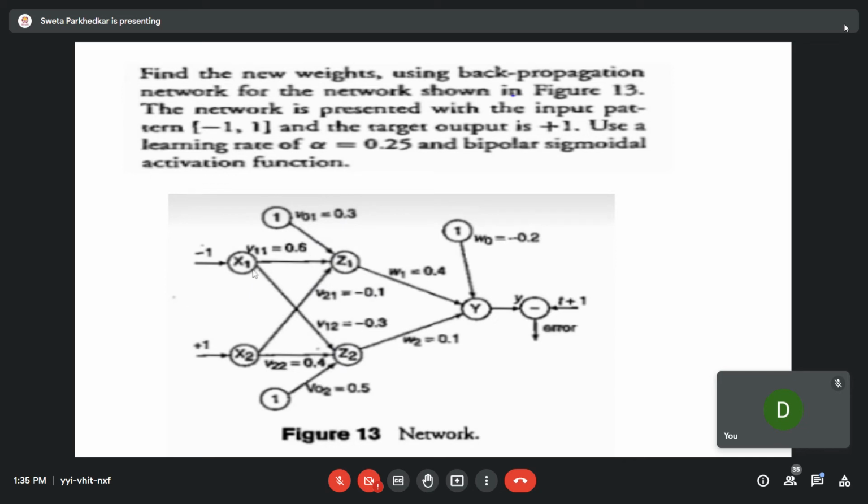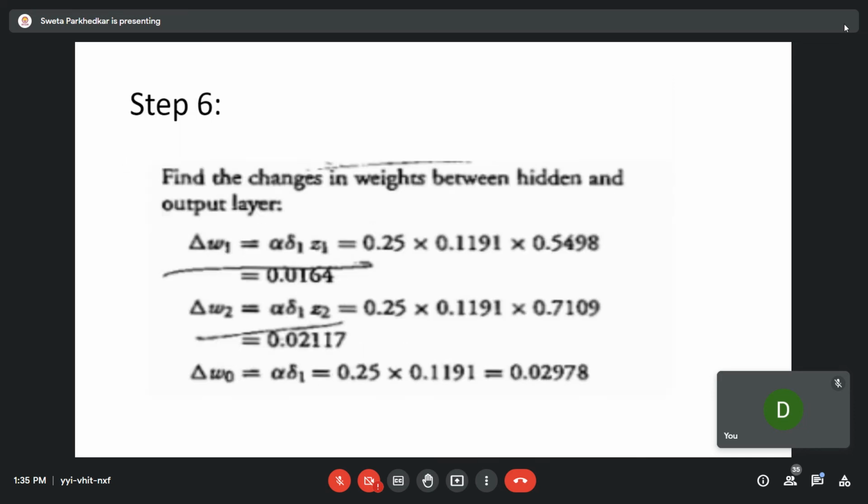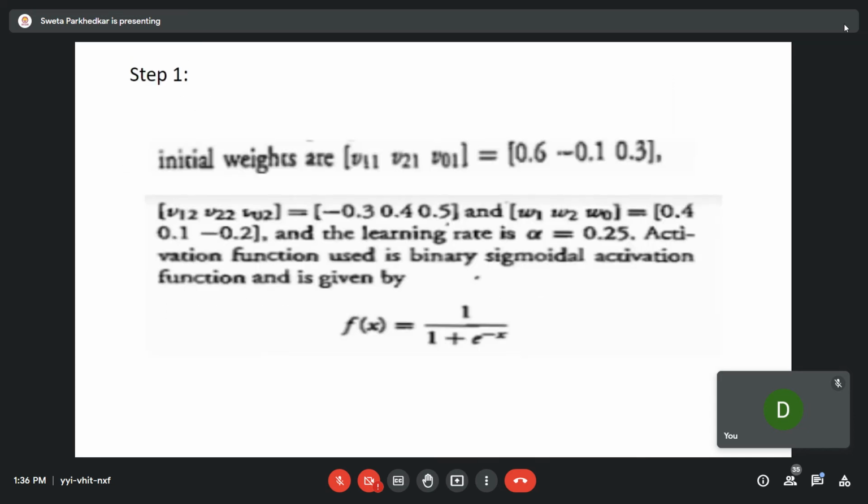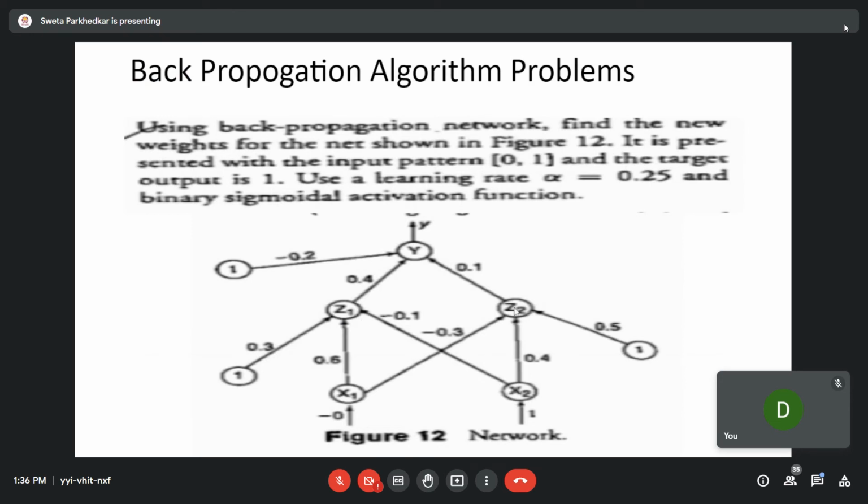Now for Z2, it's V12, V22 and V02. You don't need to add, it's not addition. You just need to build it in vectorized form, like we did in the previous example. These are the initial weights for Z1 and Z2. So what are the weights? You only have to write the weights, not add or subtract them.